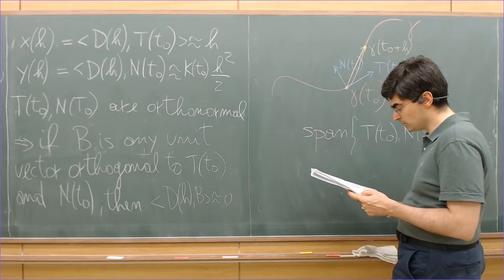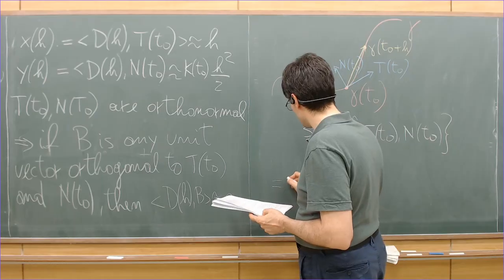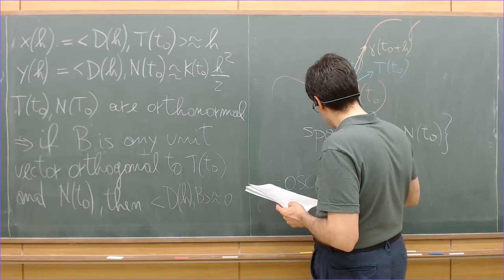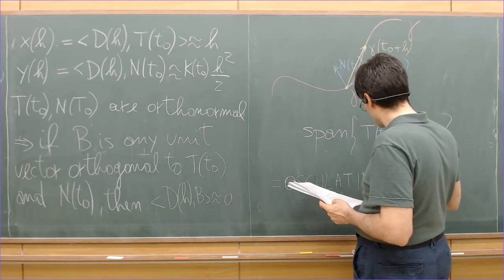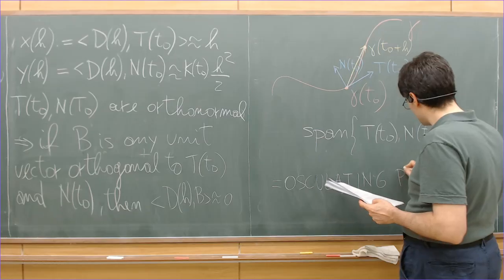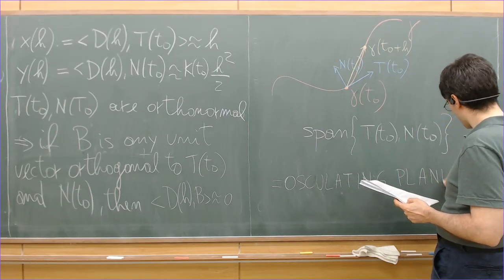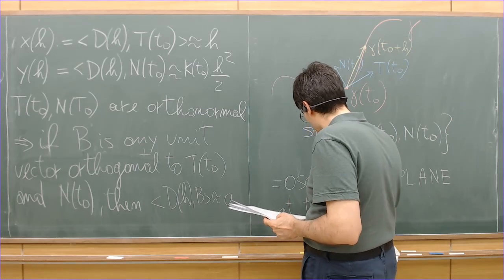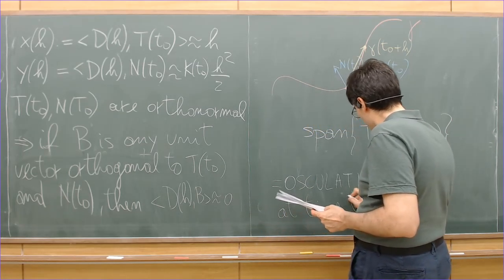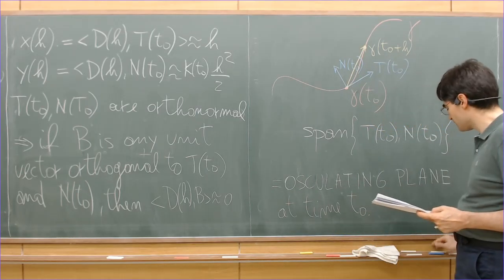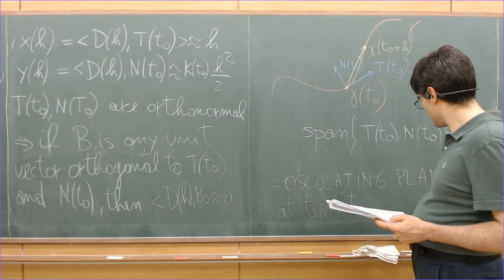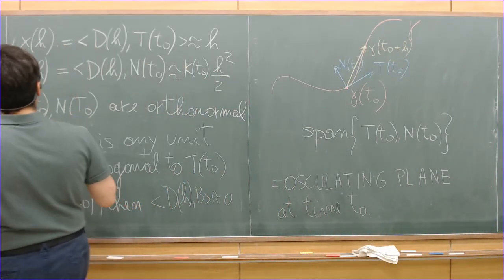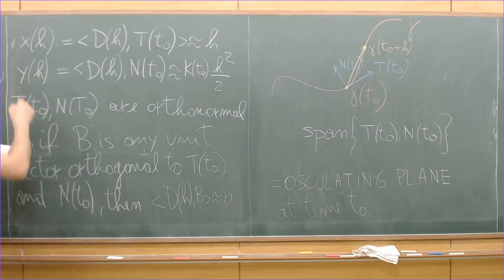This is what we call osculating plane at time t0. And let's ask ourselves what is the relation, the connection between x of h and y of h.